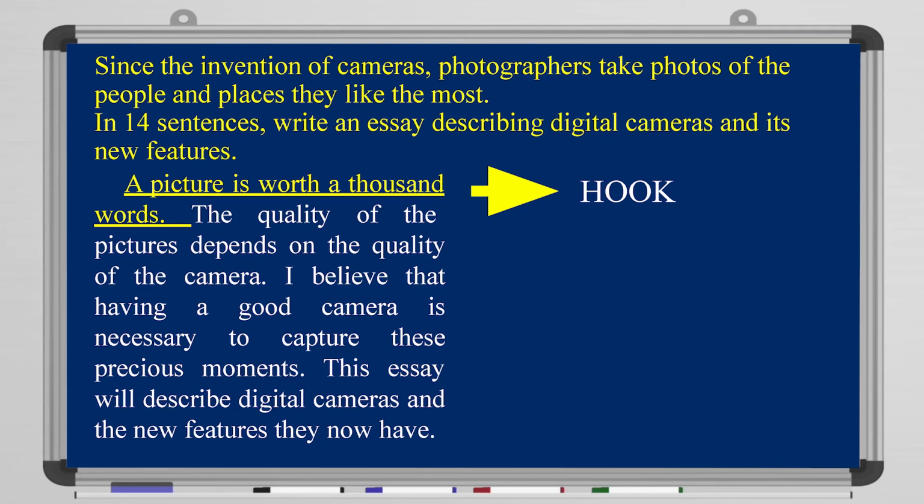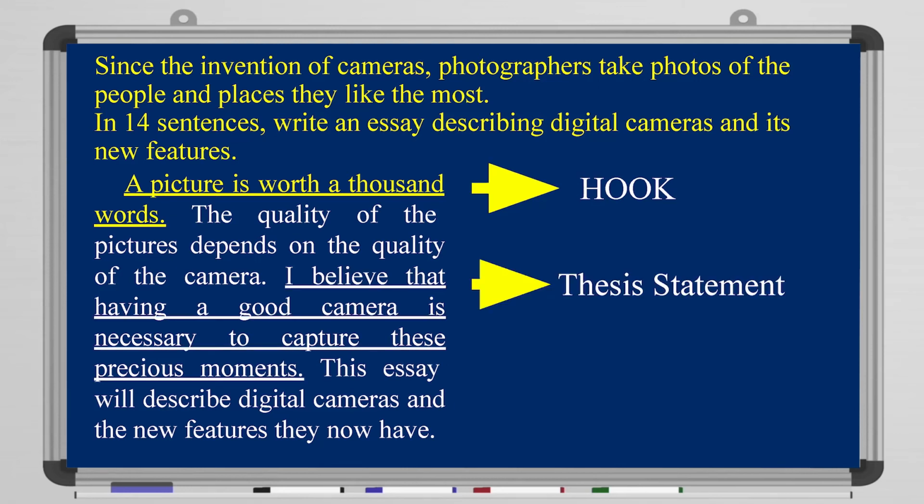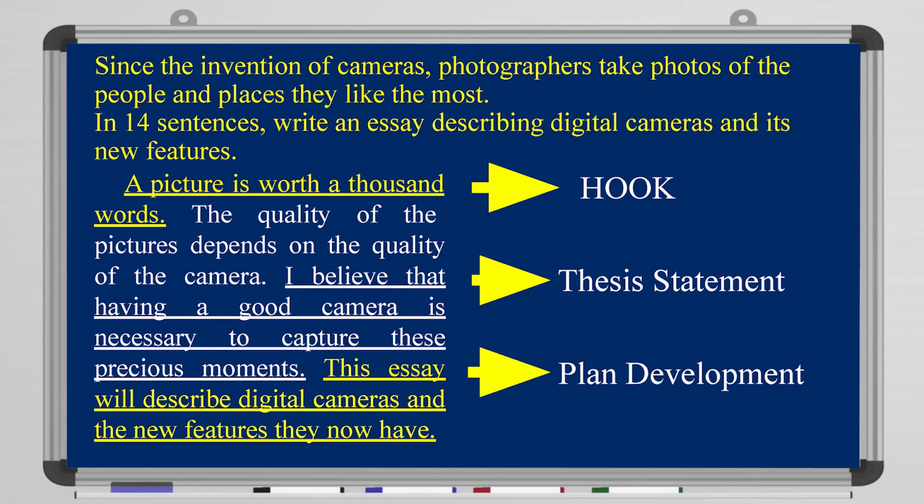Did you get it? I'm sure you did. It is this sentence: I believe that having a good camera is necessary to capture these precious moments. With this sentence, I know what you are going to be talking about. The last sentence is, of course, the plan development. How do I know that? Because it told me what it's going to talk about.